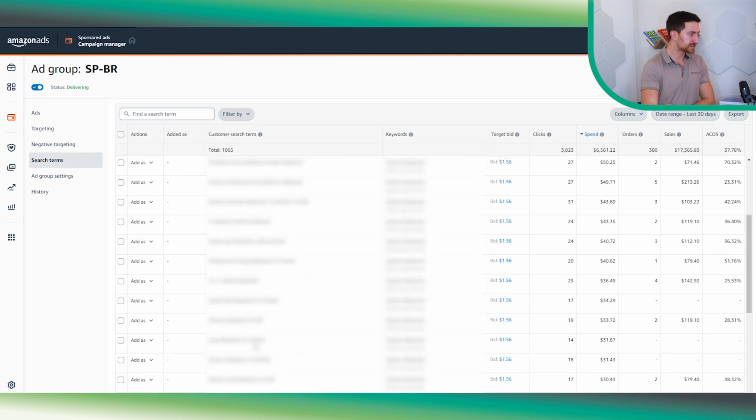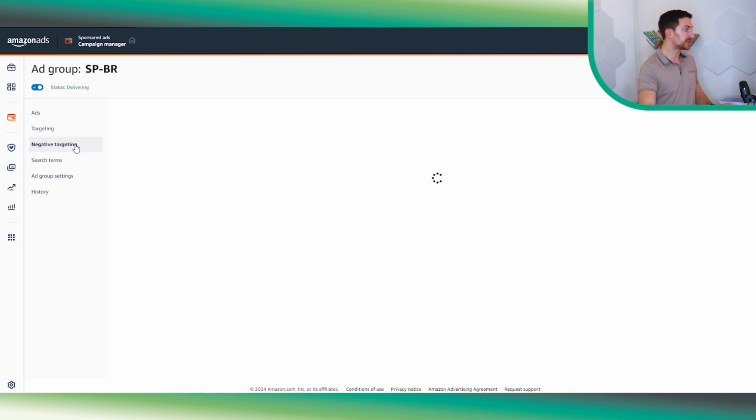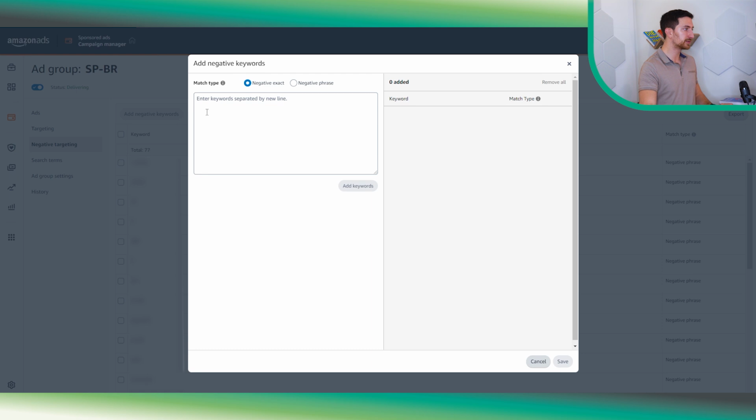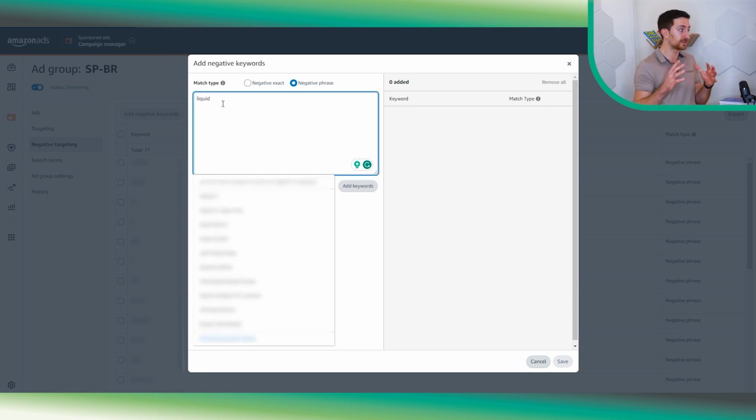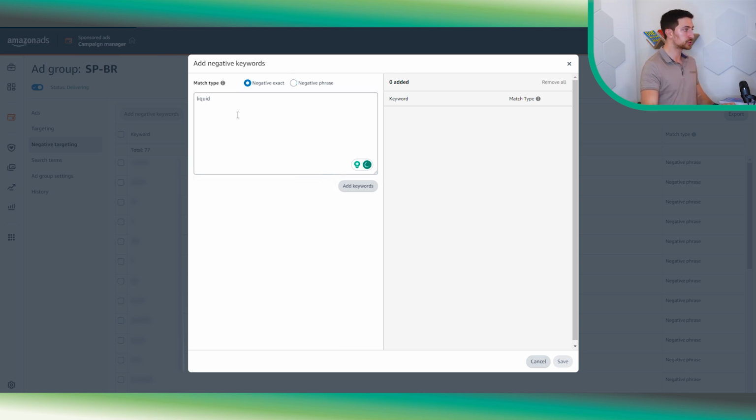But as soon as I find something that is not relevant, for example, this one, it looks like it's not relevant. If I find a search term that is not relevant for our product, I'm going to take this search term, go under negative targeting, add the negative keyword, and add here the negative phrase if this word is not relevant at all for our product. Or if only this kind of search term is not relevant, I'm going to put here the search term and add the keyword.